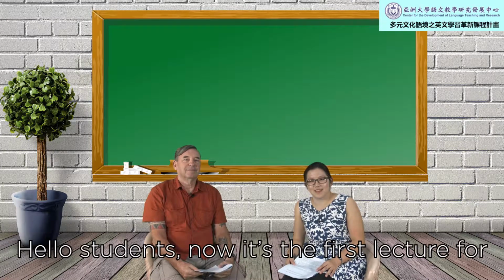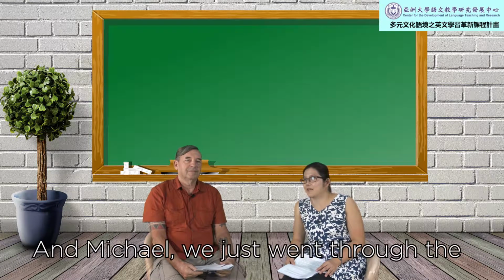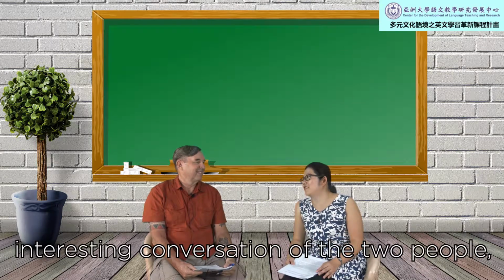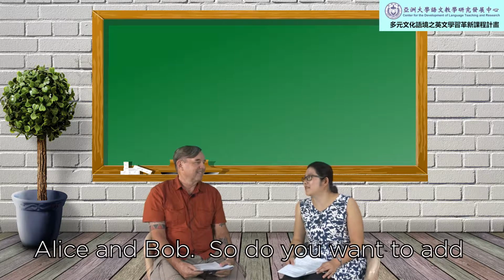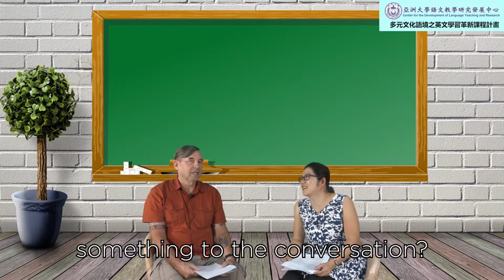Hello students, now it's the first lecture for the unit, Photography and Social Change. And Michael, we just went through the interesting conversation of the two people, Alice and Bob. So do you want to add something to the conversation?